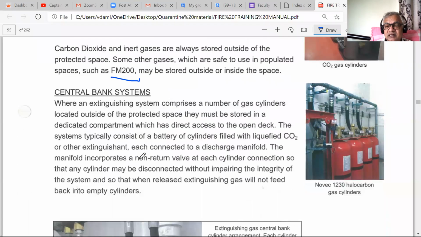Now this is another one. See, this size is smaller because they are halocarbon. Okay, that is a different gas, halon, and their substitutes. Then there are other systems, like this one, which is still a normal high pressure system.